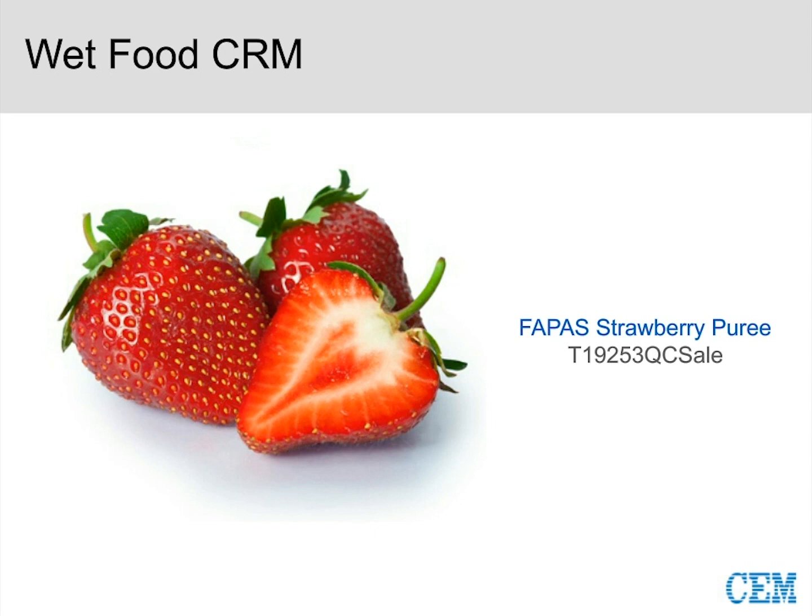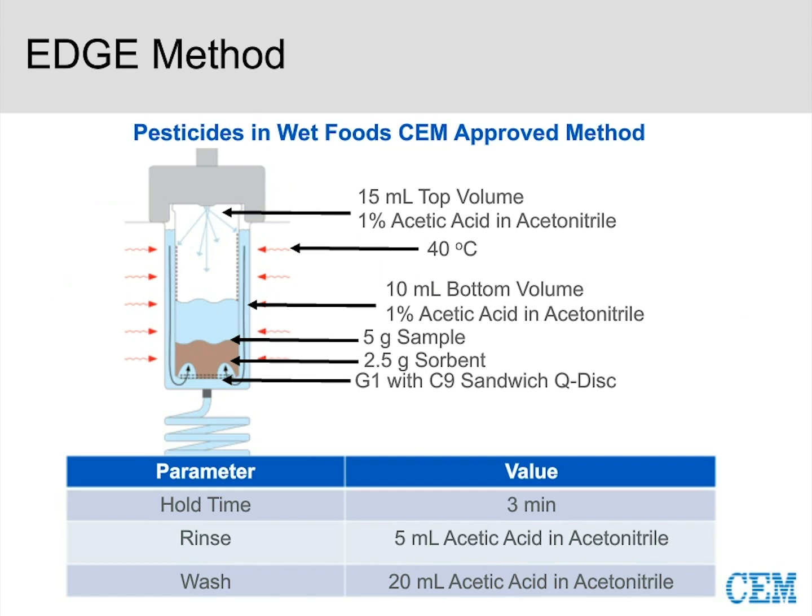The method that we ran for the strawberries was the exact same method we ran on the spices. Okay, so we didn't do anything different as far as what we programmed in on the Edge. The only changes we made was that in this case, we added 2.5 grams of sorbent and we increased our sample size to 5 grams.